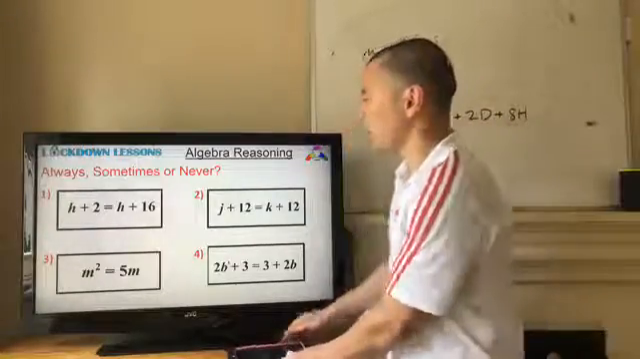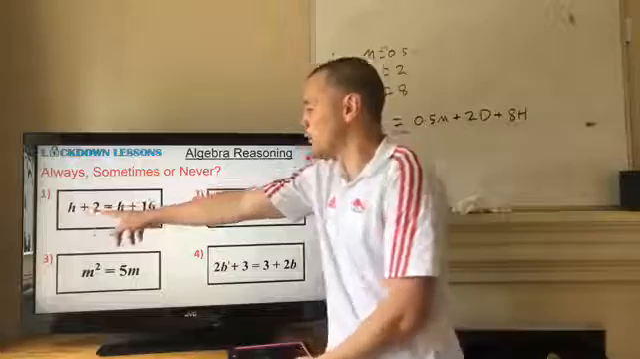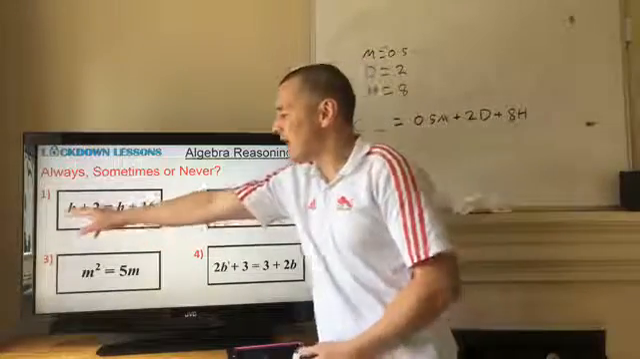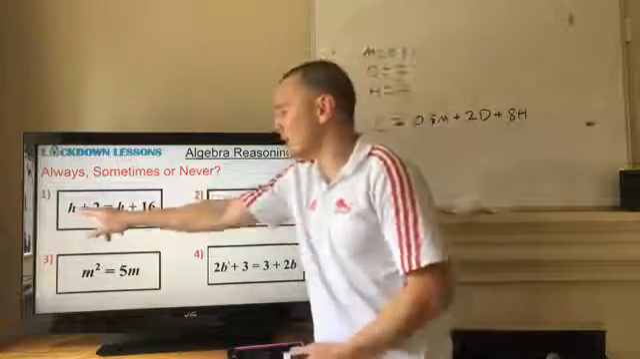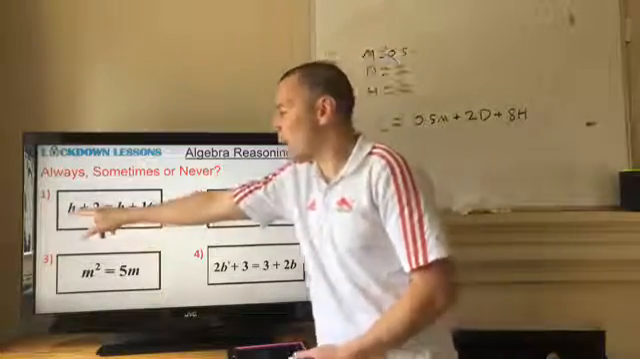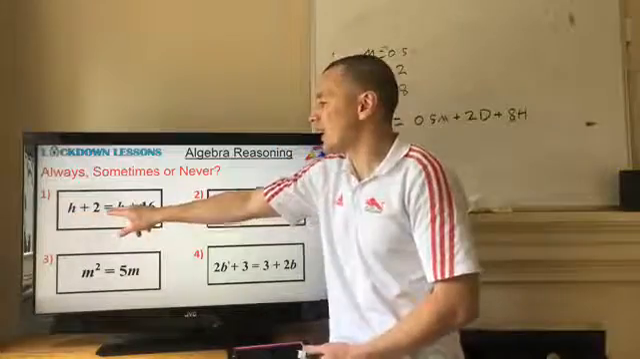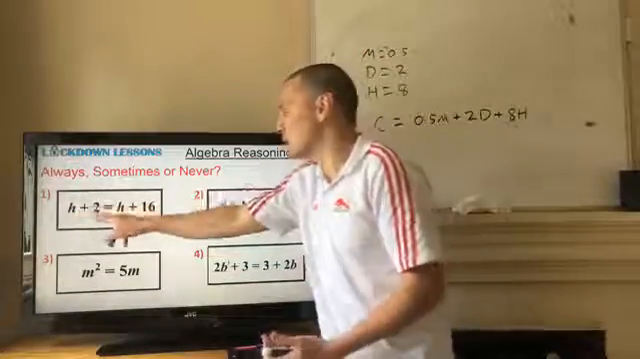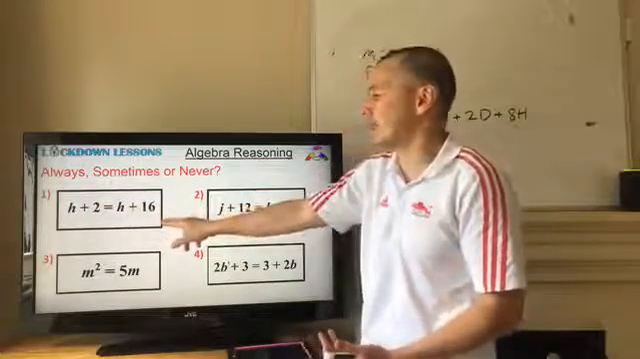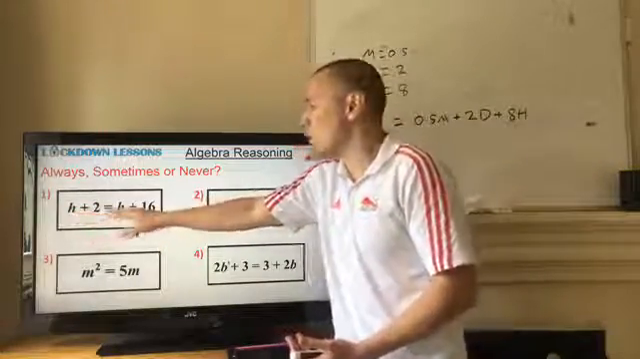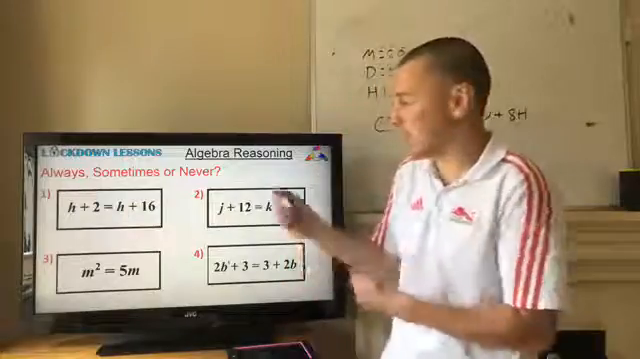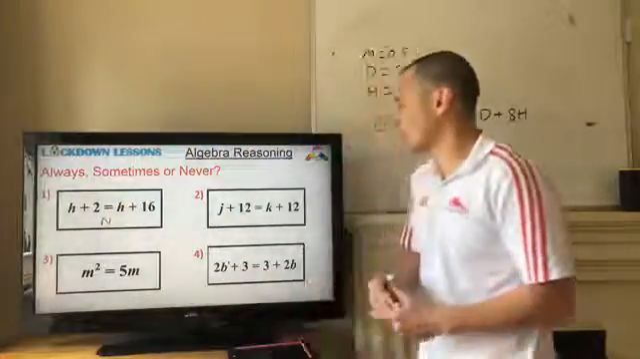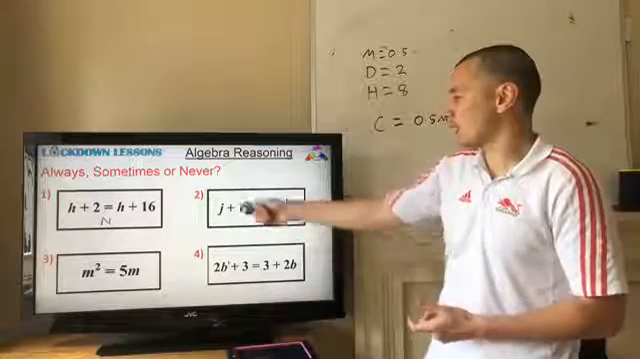Okay, so we'll look at the first one here. h plus 2 equals h plus 16. This can never be true because h and h will always be the same. So if you put 5 in here, 5 plus 2 is not going to be the same as 5 plus 16. 10 plus 2 will not be the same as 10 plus 16. 0 plus 2 will not be the same as 0 plus 16. So this one is definitely never true. What about number 2?